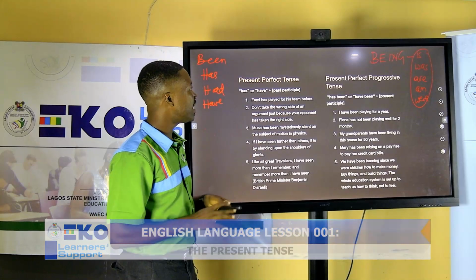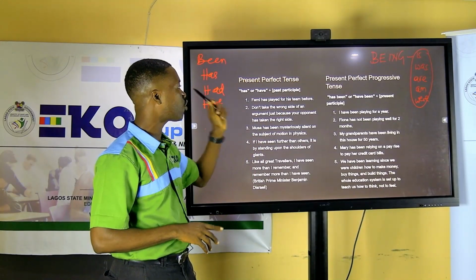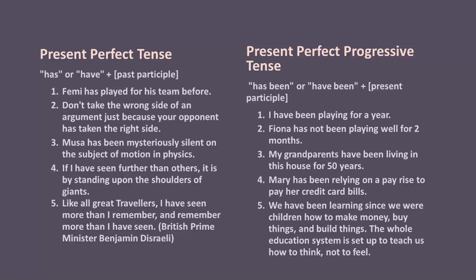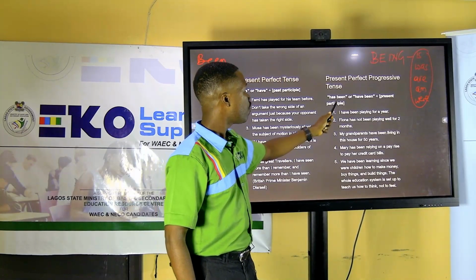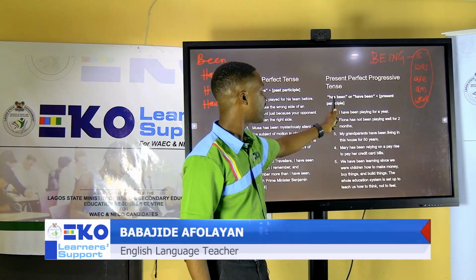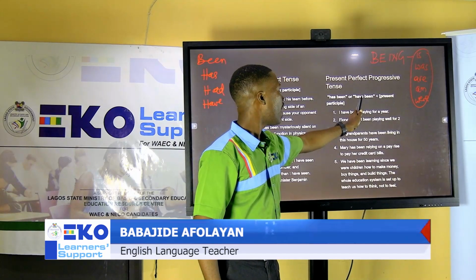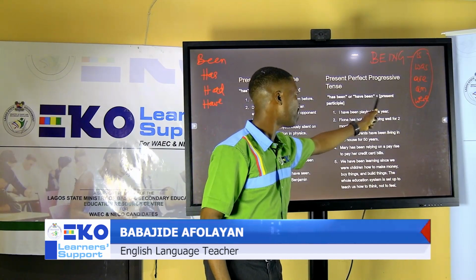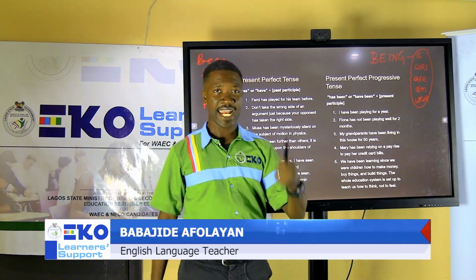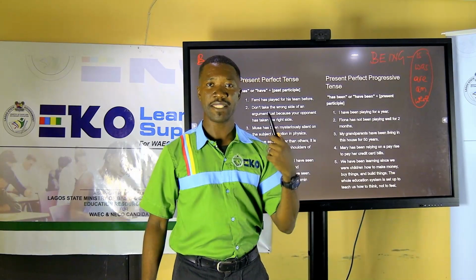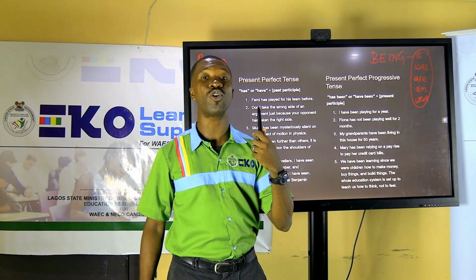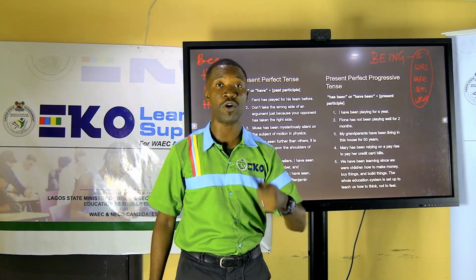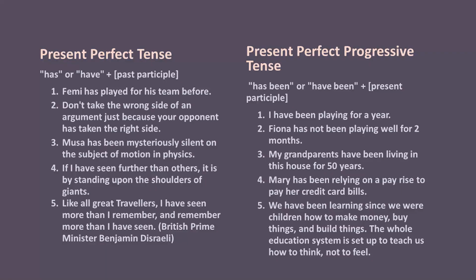So let's look at the examples from the present perfect continuous or progressive tense. Number 1, I have been playing for a year. You can see that we have has for singular, have been for plural, then we have the present participle. Earlier on, I said whenever you hear the present participle, you are talking about the continuous tense. That is the verb plus ing. I have been playing for a year.